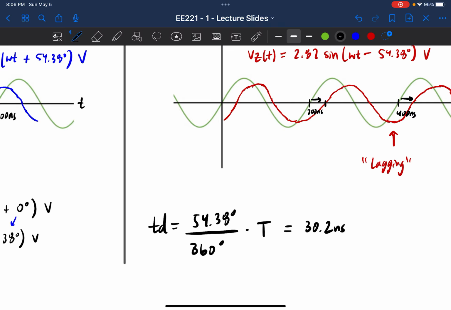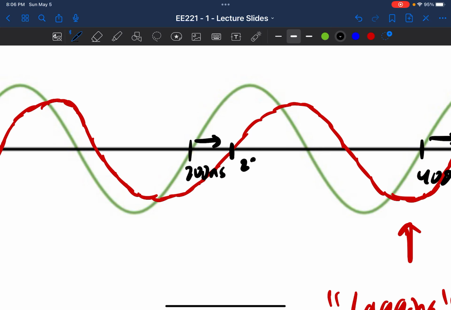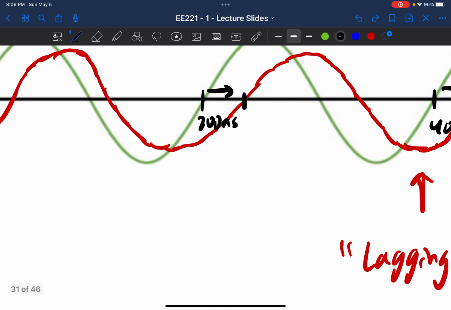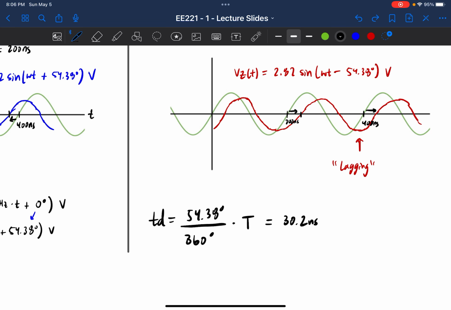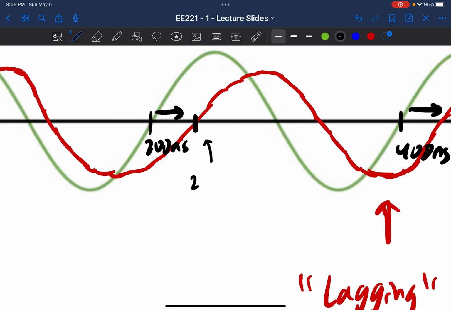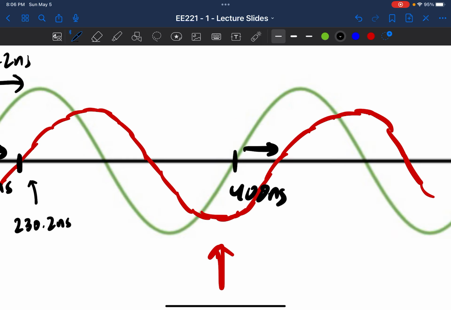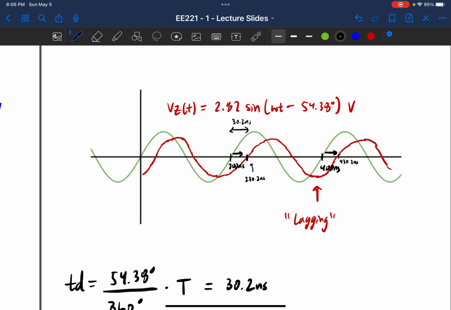Okay, so if that's the case, that means that this point right here would be 230.2 nanoseconds. I think I'm using the wrong pen here. It's a little thick for my liking. So let's go to this thinner one. So this would be 230.2 nanoseconds because the time delay here is going to be 30.2 nanoseconds, okay? And then this point would be 430.2 nanoseconds. So you get the point there.